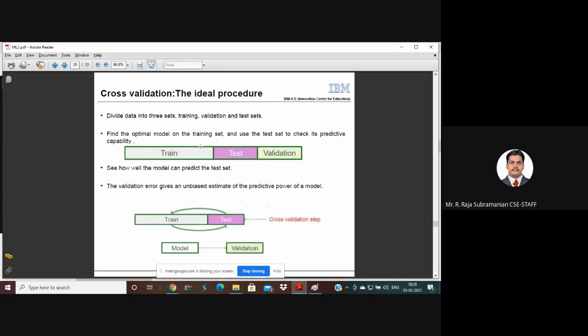So this is the thing. I'll be having a separate set. If I have training and testing, I should have a separate set for validation also. So some unseen set which is not used either for training or testing, I'll take and I'll use that. This is a normal validation technique.